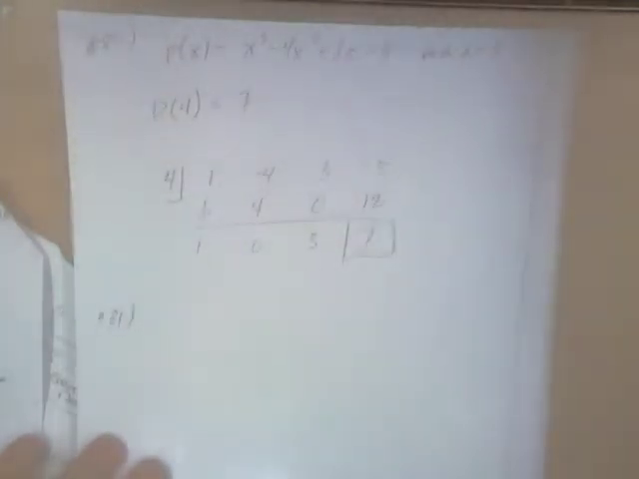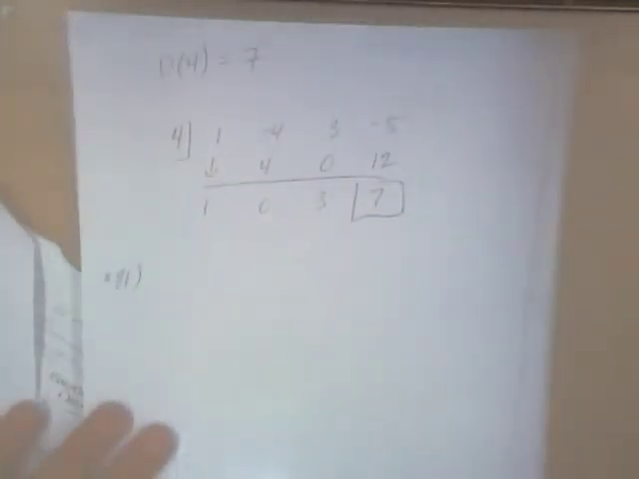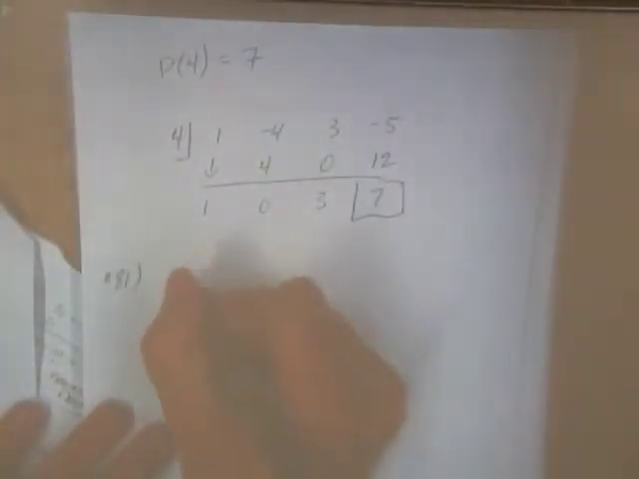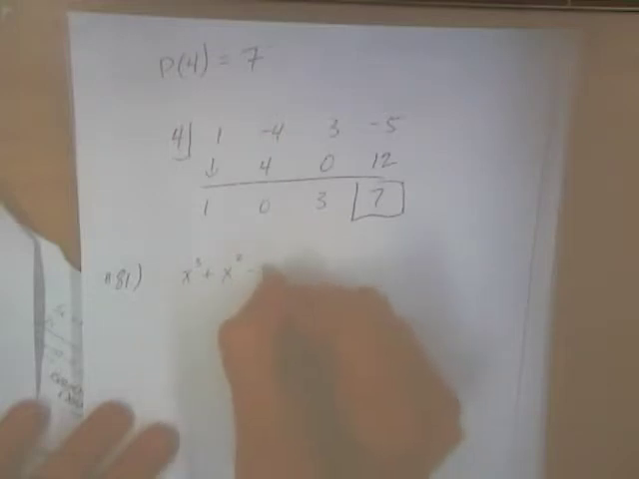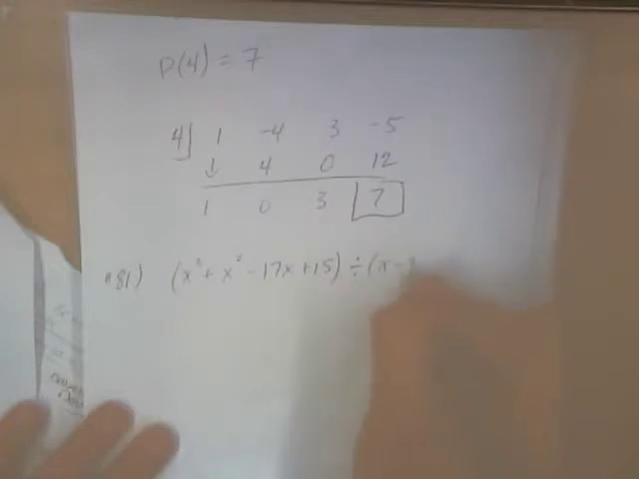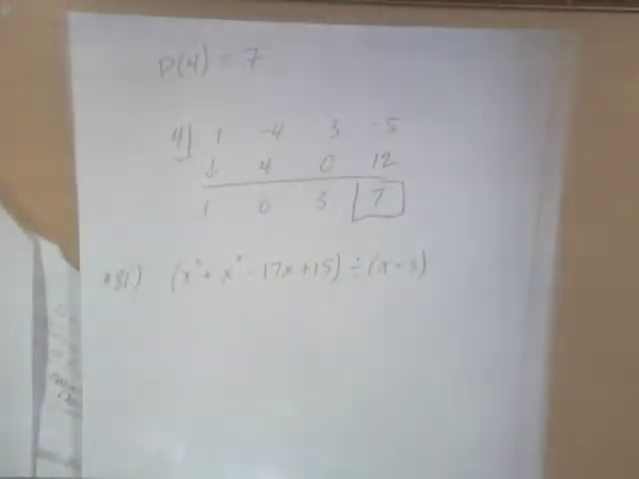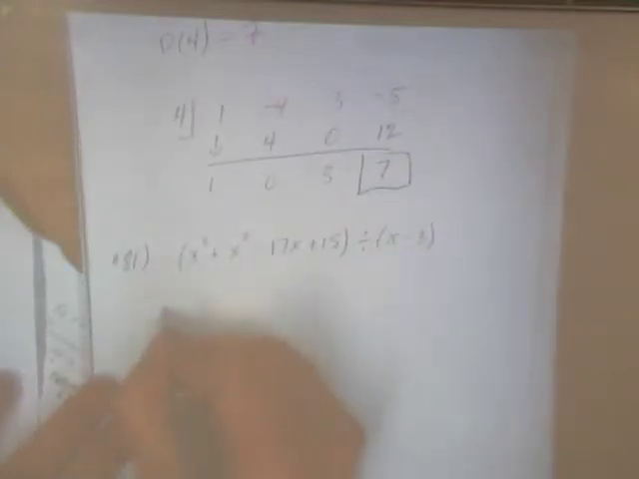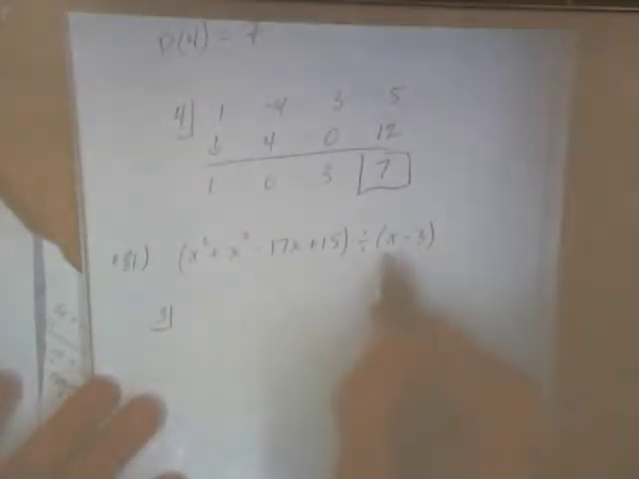Okay. So 81. Given x minus 3 is a factor of that, what are the other factors? Basically this is what they're telling us. If we were to divide this by x minus 3, we would get 0 for the remainder because it's a factor. So let's do that. I'm going to put 3 in the box for the zero of this.